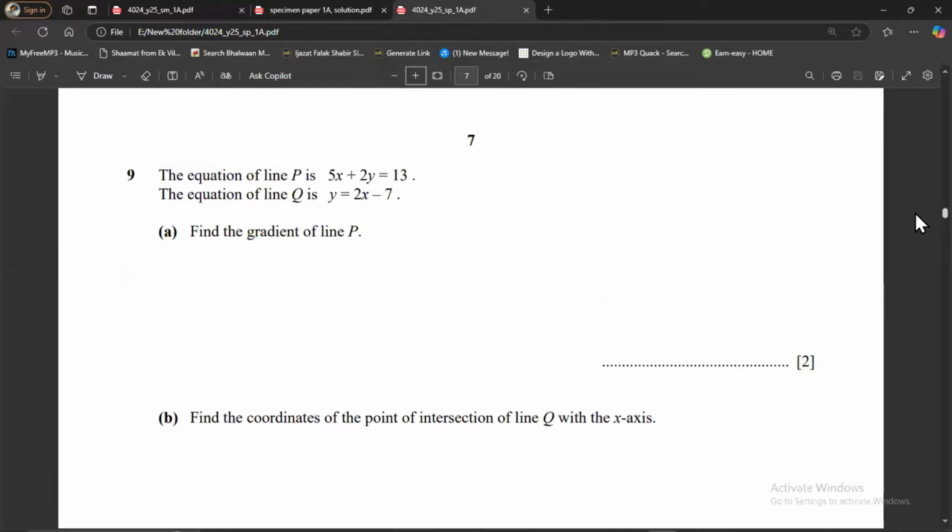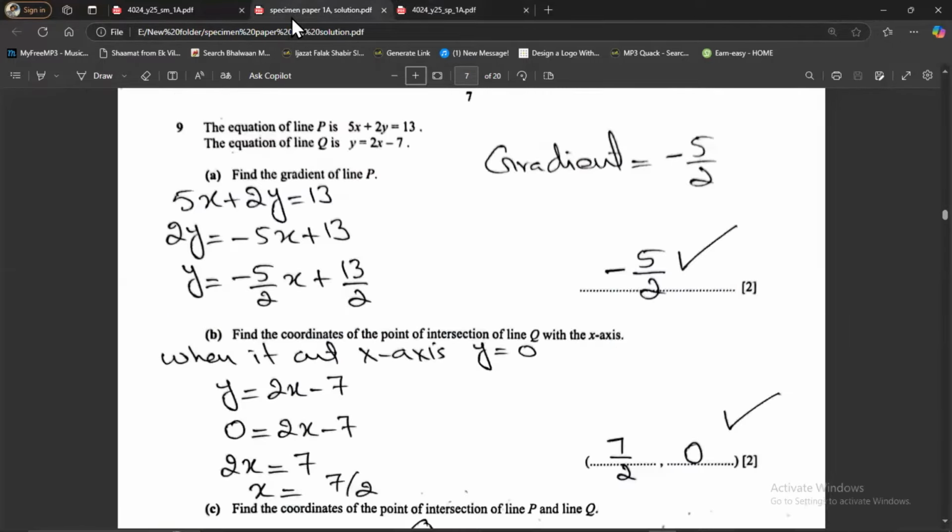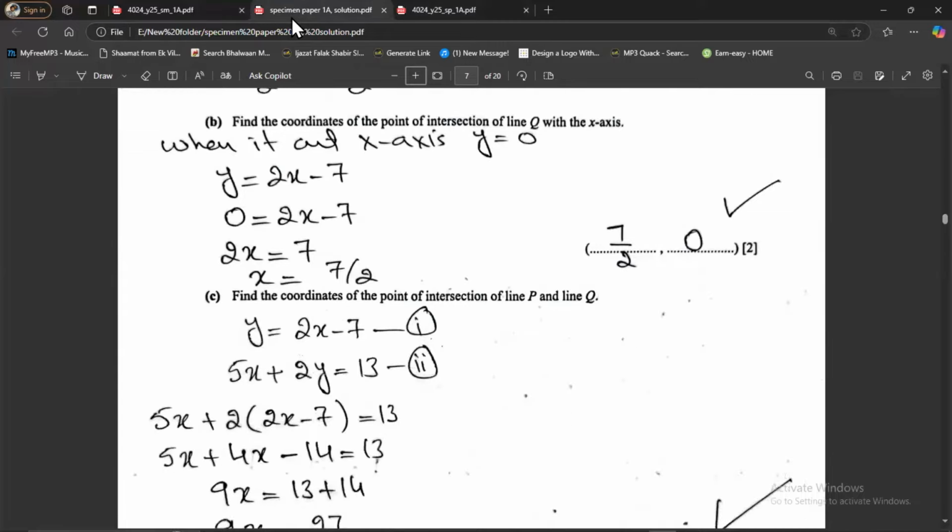In that equation, in the place of the y, I will put 0, and I will try to find out the value of the x from there. So when it cuts the x-axis, y is 0. So y is equals to 2x minus 7. That's the equation of the q. So in the place of y, I will substitute 0.